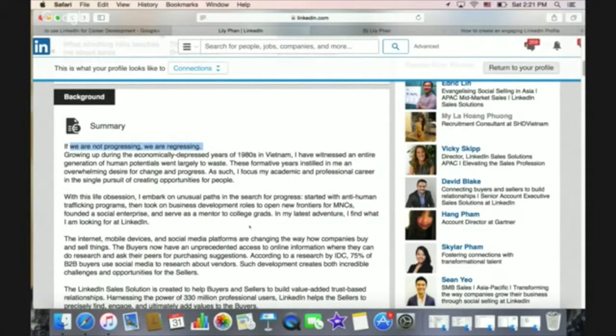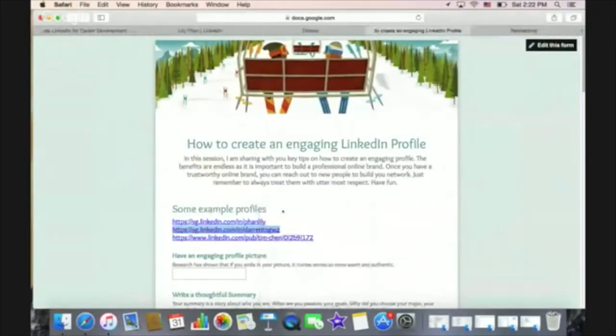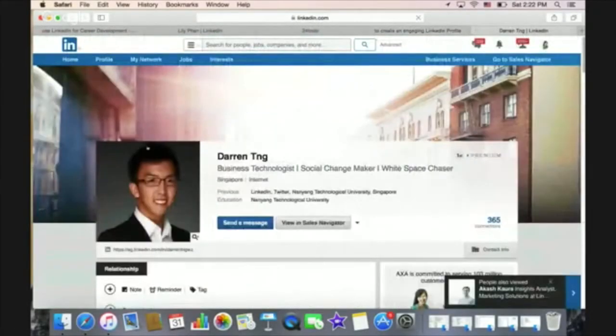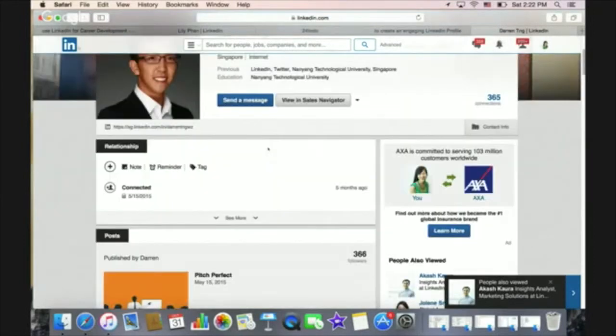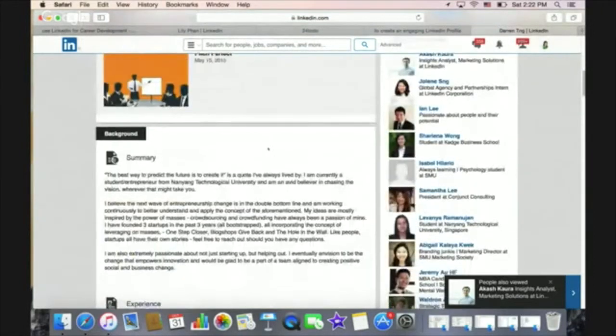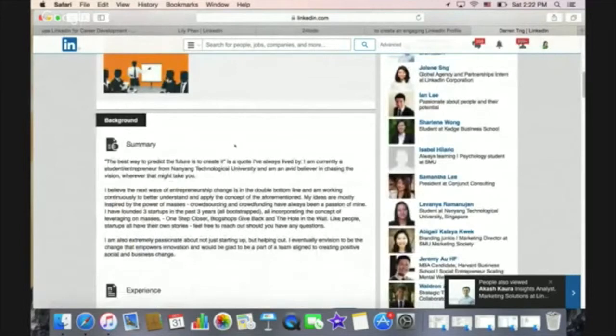So now let me open up a new window tab for you to look at another person's LinkedIn profile. This is somebody I know. Darren is a great guy, and right now he's in his final year at NTU in Singapore. So I picked a different example that's a lot closer to some of the people here, to show you another great example. Yeah. The summary part, if you read this, is also really awesome, right?